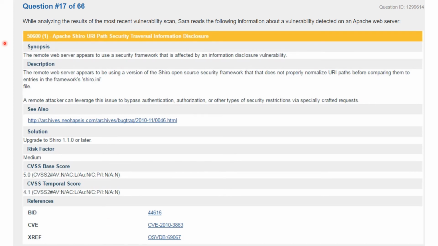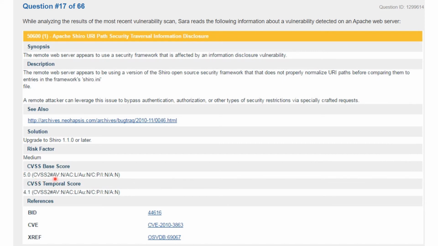Question 17. While analyzing the results of the most recent vulnerability scan, a CySA reads the following information about a vulnerability detected on an Apache web server. There's a lot of information in this screenshot from a Nessus vulnerability scan. But again, the CVSS base score. You can read a lot, like the remote web server appears to use a security framework that is effective, and the description. But if you understand the CVSS score, right?